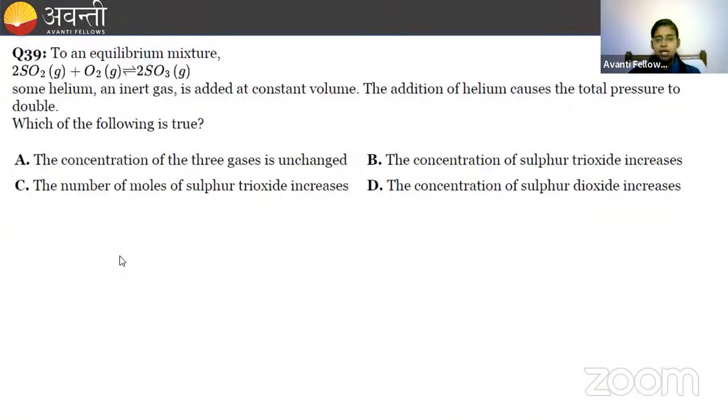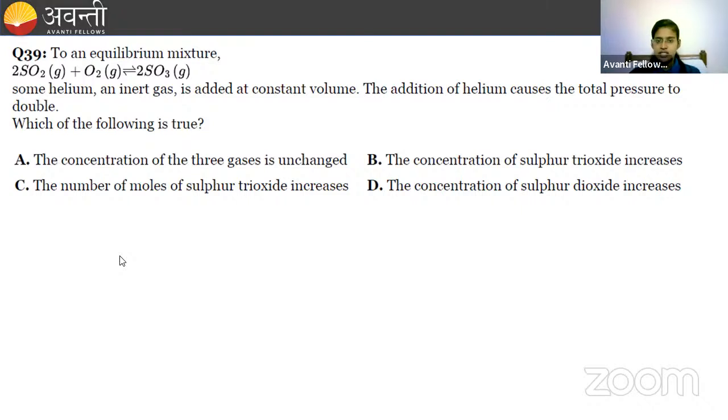To an equilibrium mixture, 2SO2 plus O2, which is in equilibrium with 2SO3, some helium, which is an inert gas, is added at constant volume. The addition of helium causes the total pressure to double. Which of the following is true?